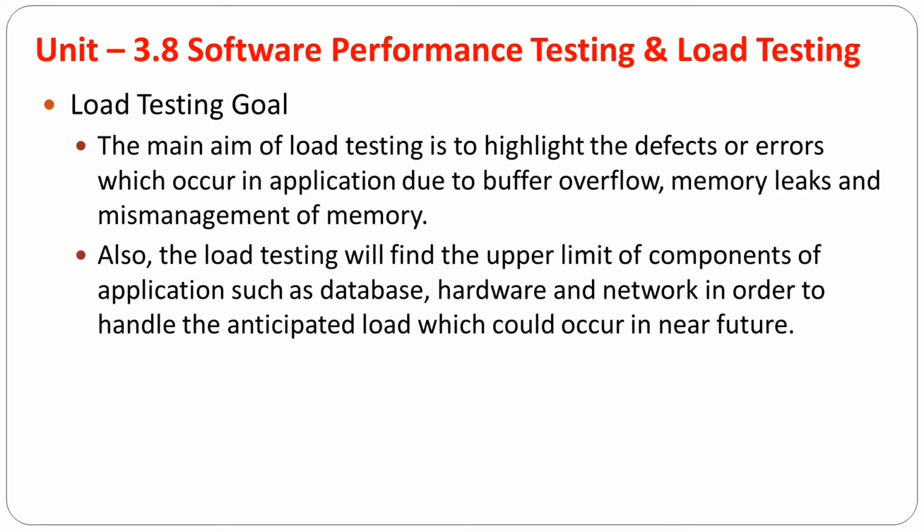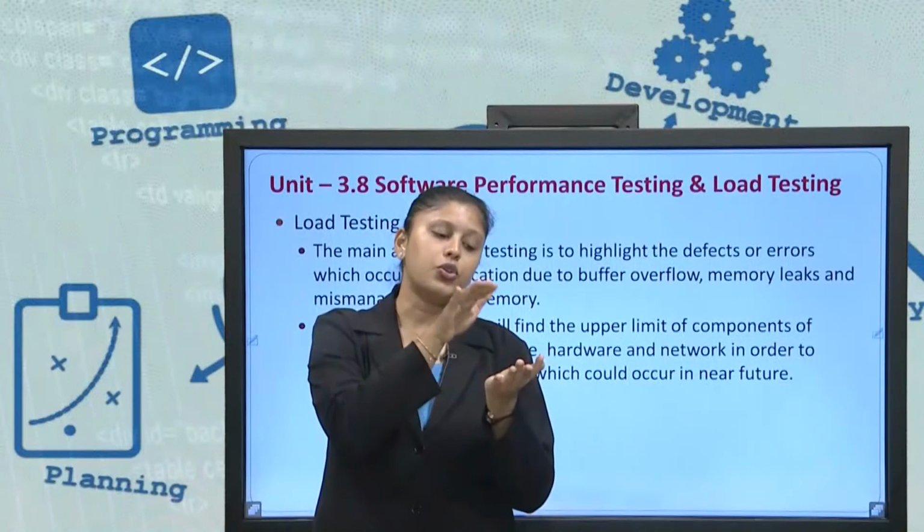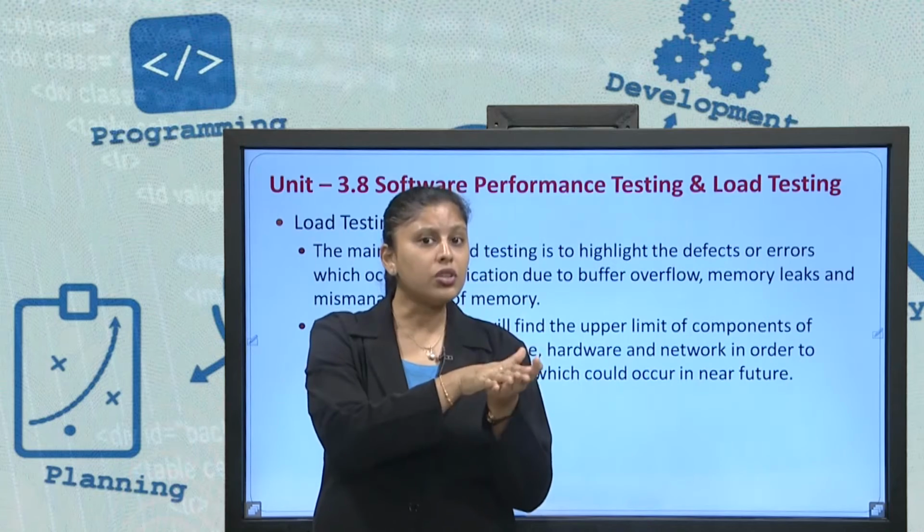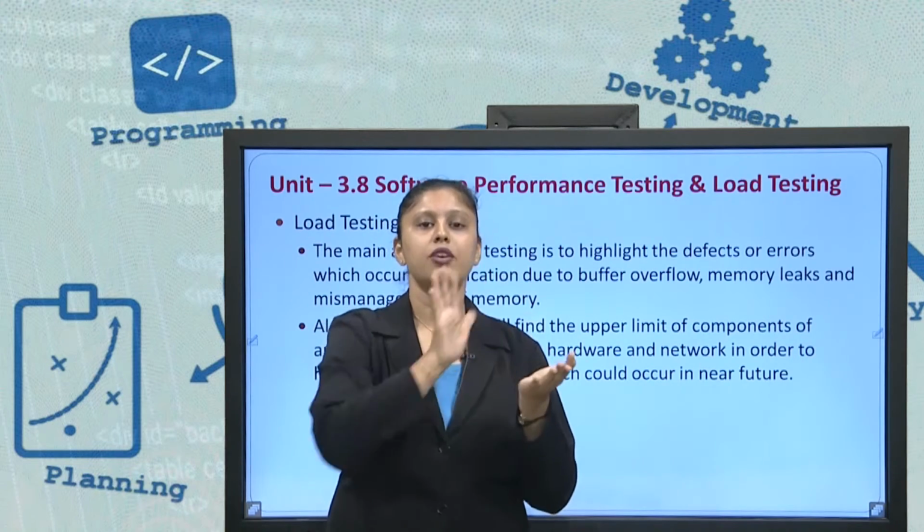It will come to know how much my database can hold. For example, my database can hold 1000, that is its upper limit. Then I do spike testing with 2000, and yes, it can still hold 2000 people, so its upper limit is 2000.